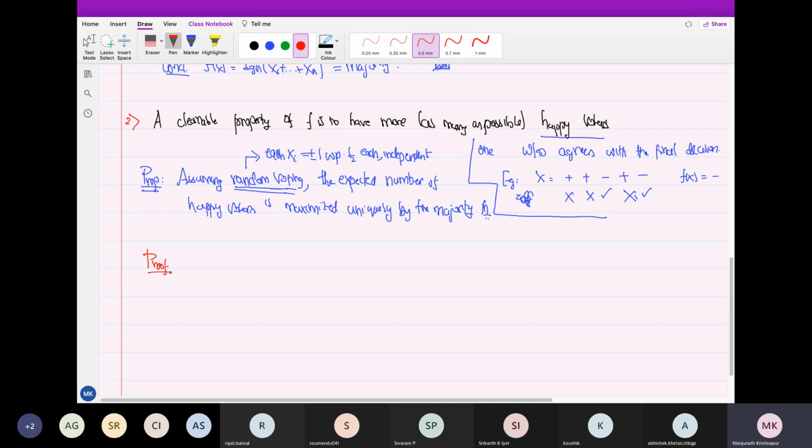The proof is again a very trivial one actually, but nice. Because it's a proposition, it's not a big theorem to prove, but it makes sense that you should have more happy voters, and the majority is the one that maximizes. Why is that? See, f is any Boolean function, from {-1, 1}^n to {-1, 1}. So then take any Boolean function.